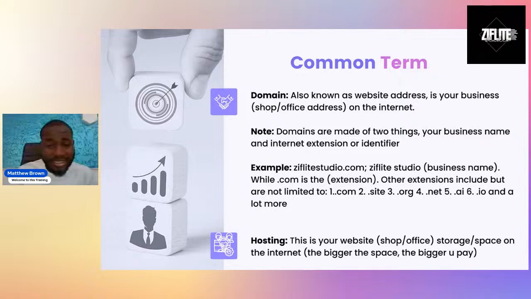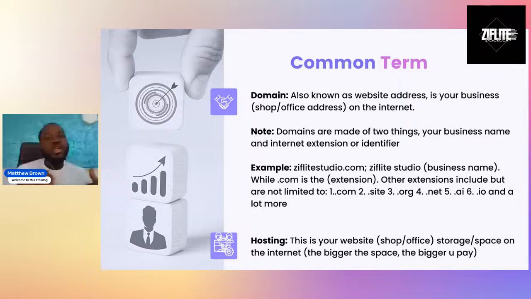The first one is called a domain, also known as a website address, or what you hear as a web address. Somebody will ask, okay, give me your web address. That means the domain. This is your business. I also address a website as a shop, because I've explained it as an online shop or online office. So a domain is also known as a web address. It's your business shop office address on the internet.